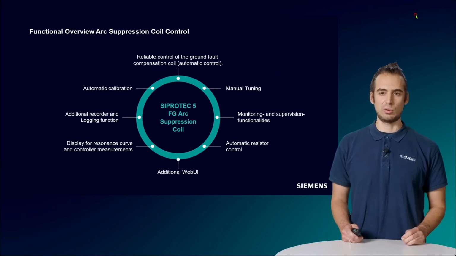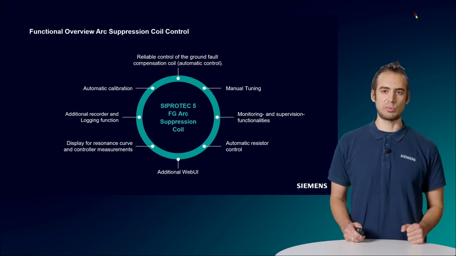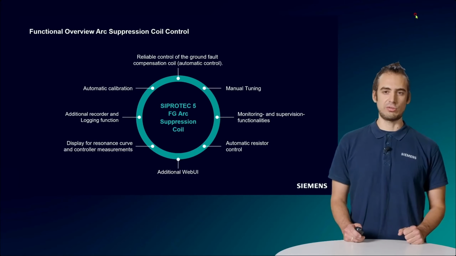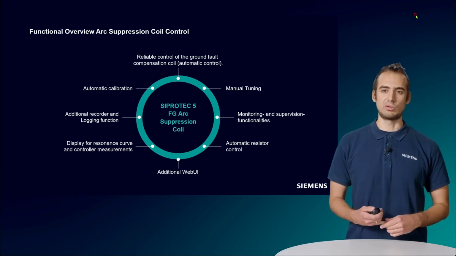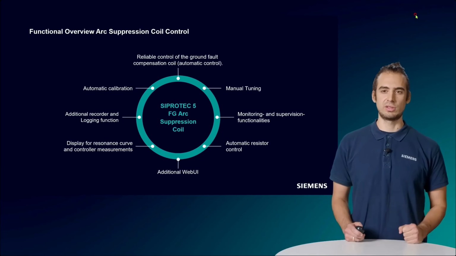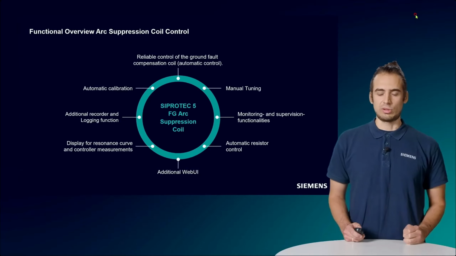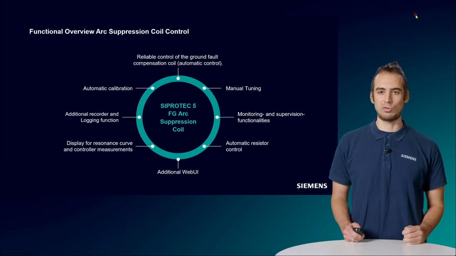And then there is a separate additional function for control of an additional parallel resistor to the coil. So this function is more independent from the normal coil control, but it can be used in addition. We'll also see this on a later slide. And since we've now reached half of the presentation, I would now forward again to Sebastian.